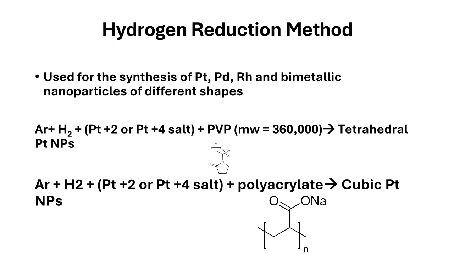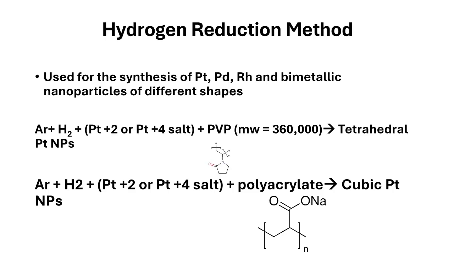We will now discuss 5 types of chemical reduction methods and also a sol-gel method, and all of these are bottom-up methods of synthesizing nanoparticles. The hydrogen reduction method is used to make platinum, palladium, rhodium, and their bimetallic nanoparticles of different shapes. The shape that is acquired is dependent on the specific type of polymer that is used.